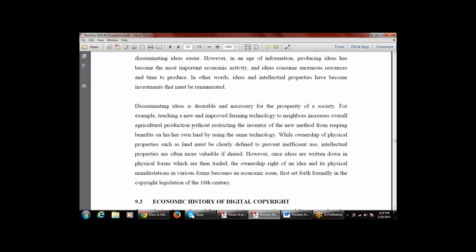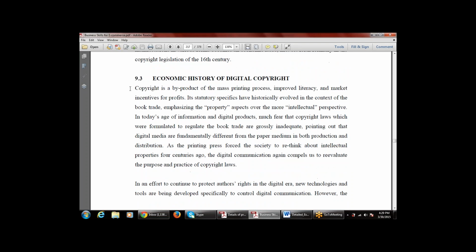Then the next topic is the economic history of digital copyrights. That is, what is the history of digital copyrights, and how it is being used. So this economic history includes that copyright is a byproduct of the mass printing process. That is, a bulk printing process that improved literacy and market incentives for profits.